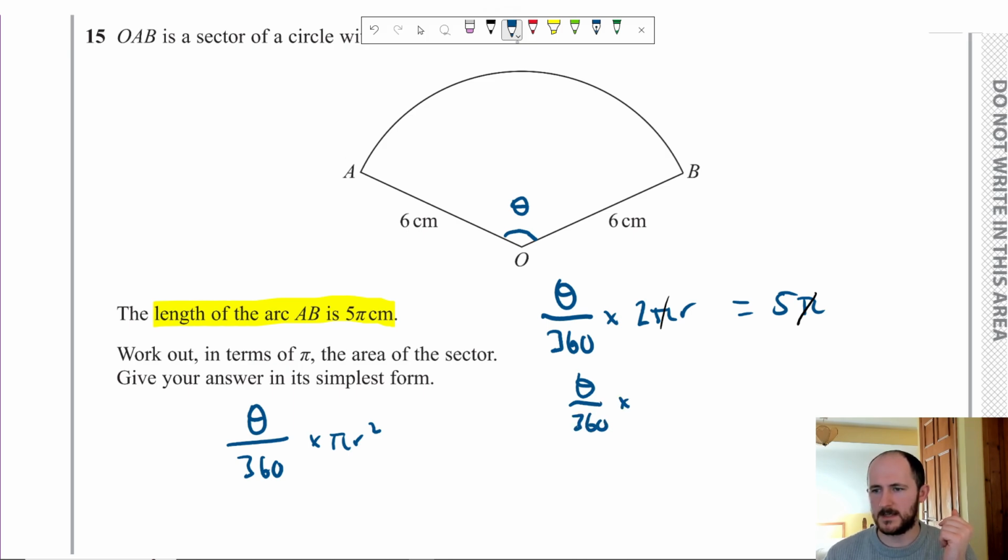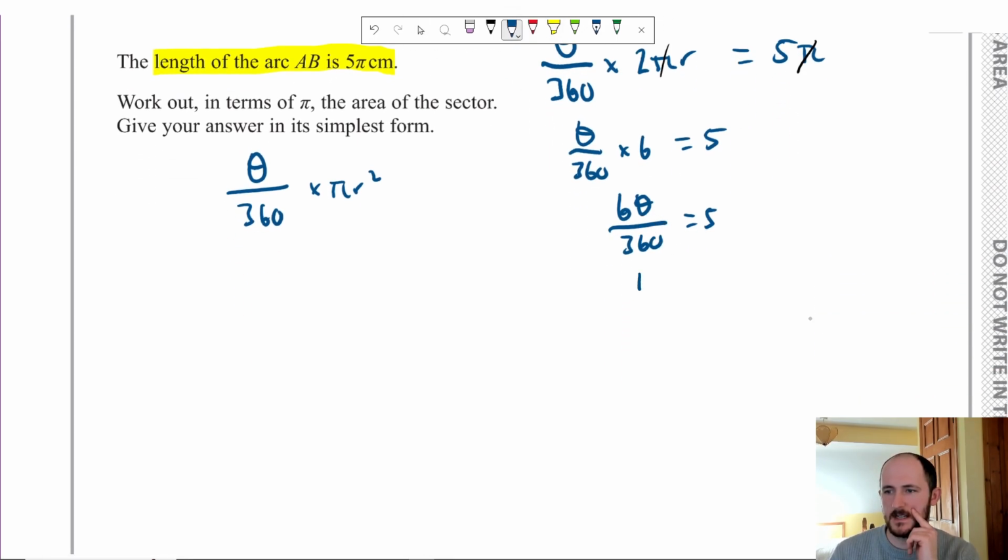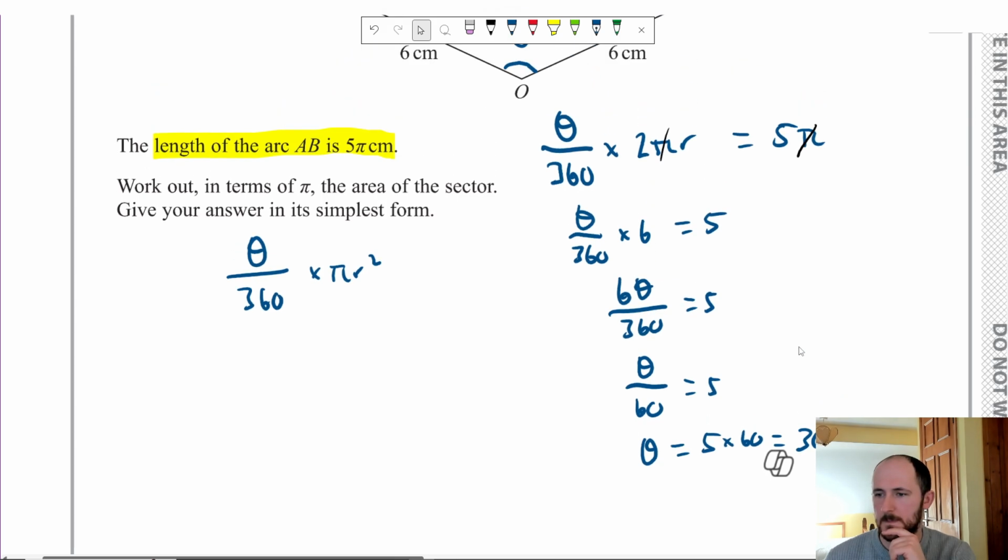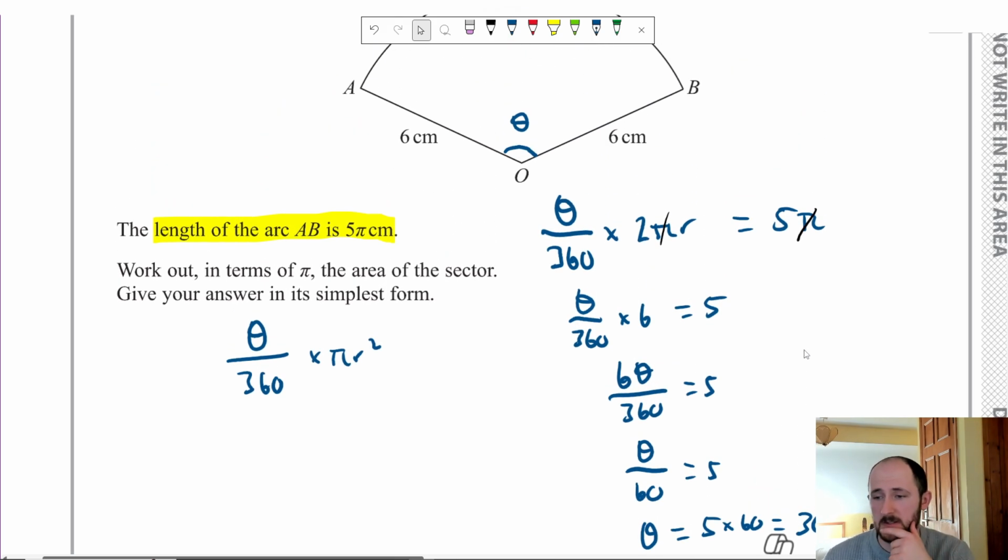360 times 6 equals 5. How do I want to do this? Well, let's actually just simplify it as a fraction. If I divide the top and bottom by 6, I get theta over 60 equals 5. So that means the angle is 5 times 60, which is 300. Yeah, that could work. I don't see why not. Before we do that, there was a times by 2. So that's meant to be a 12.